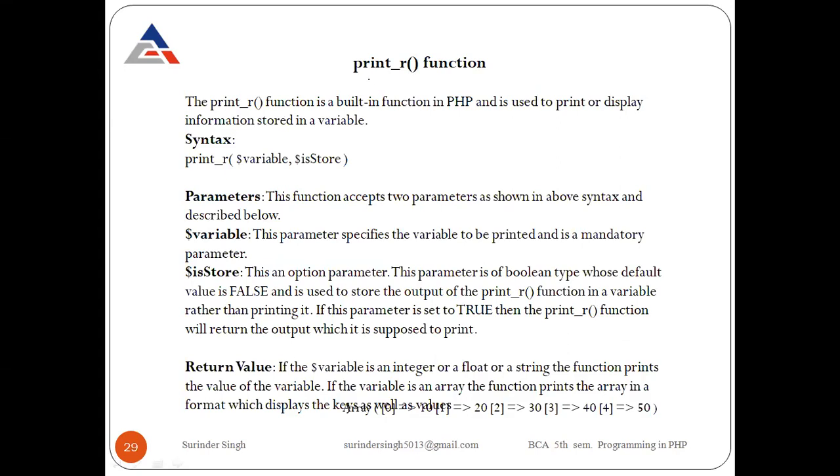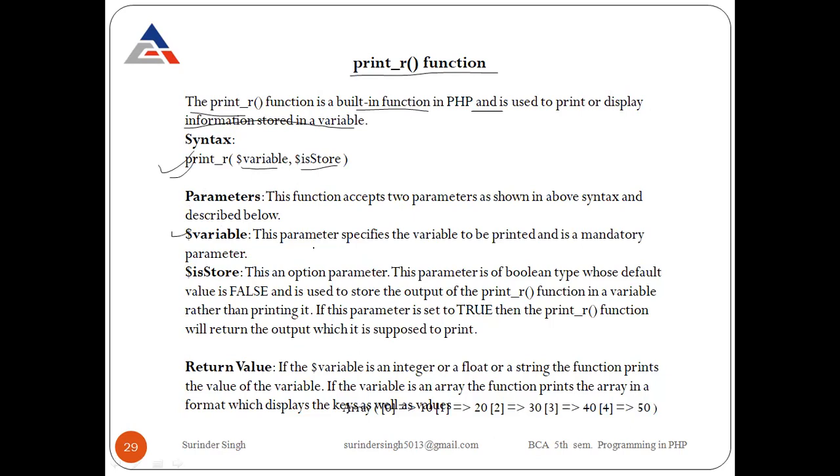Now here we have a function named print_r function. The print_r function is a built-in function in PHP and is used to print or display information stored in a variable. It accepts two arguments, variable and is_store. Two parameters, variable and is_store.